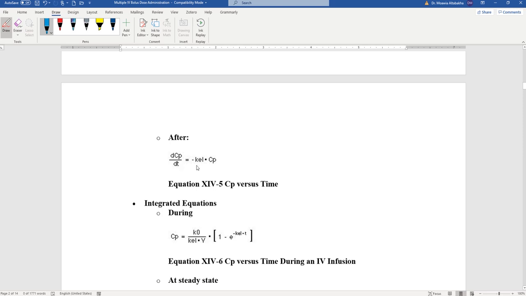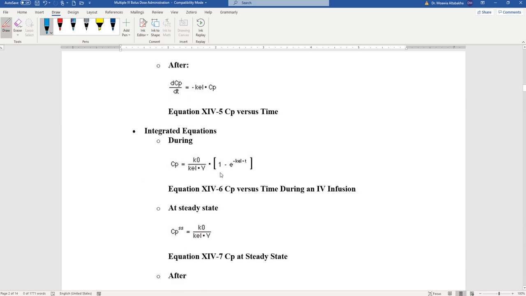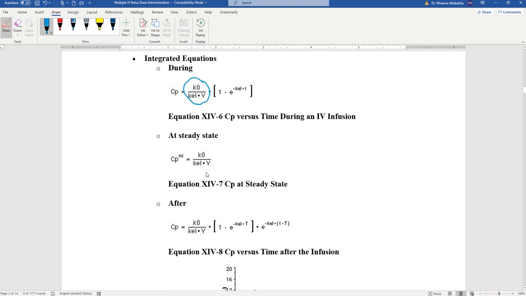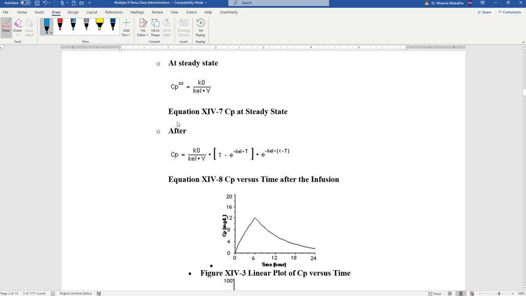After the infusion stops, we only have elimination, which follows first order, and this is how it will look. Integration during infusion gives this equation. Don't forget that this represents Cpss, which is equal to K0 divided by Kel V. After stopping the infusion, what is the concentration? This is the fraction remaining, so it will be the last concentration that you attained at the time you stopped the infusion, Cp at capital T, multiplied by the fraction remaining.